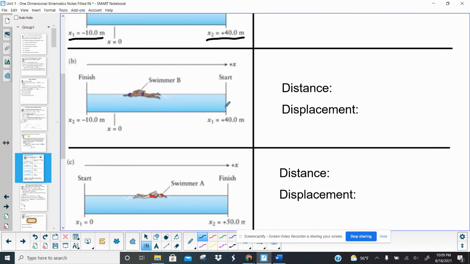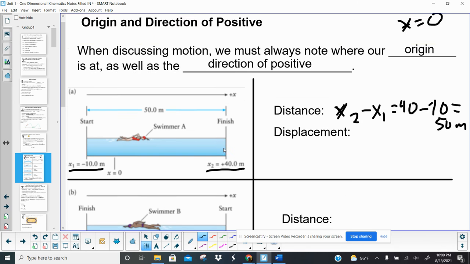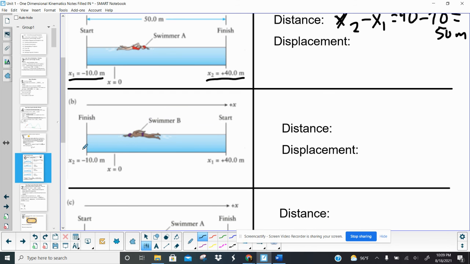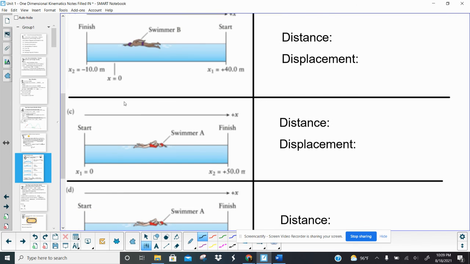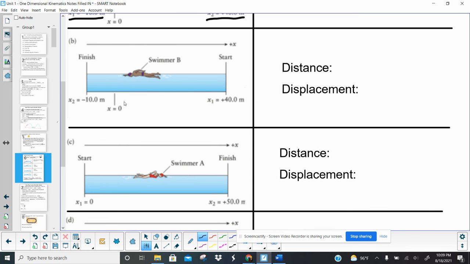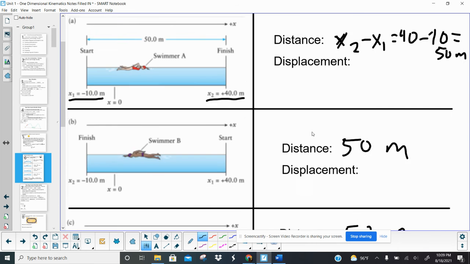Notice that in every pool scenario, the length of the pool is 50. So it doesn't matter what they do to change the direction of positive, or if they change the origin. In each of these cases, our distance is going to be 50, because direction doesn't matter and origin doesn't matter when we're talking about distance. It's just how far did you go? It doesn't matter anything else.